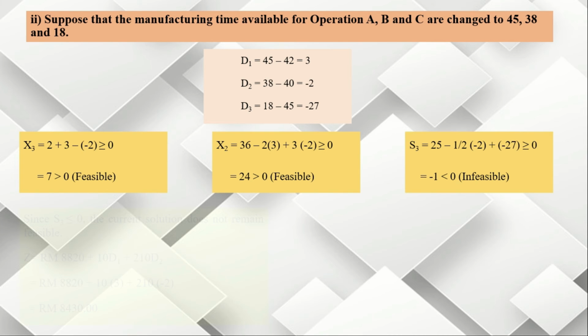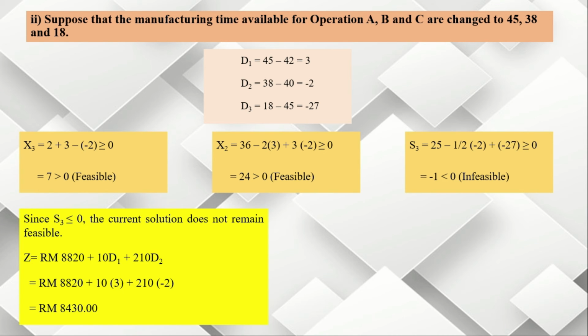So x3 is infeasible. After that, since x3 is less than 0, the current solution does not remain feasible. So we calculate the optimal solution by using the dual price.